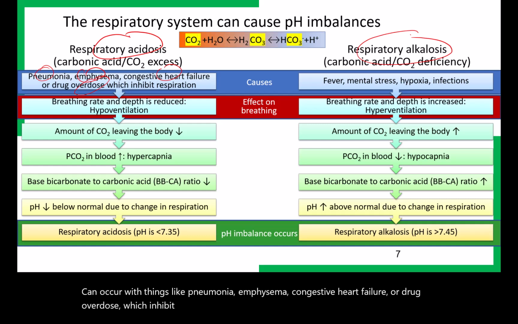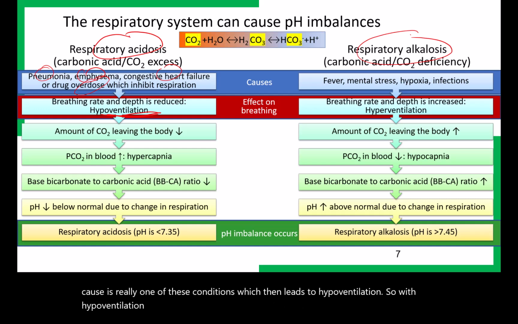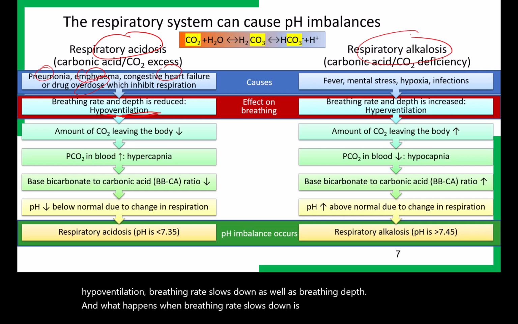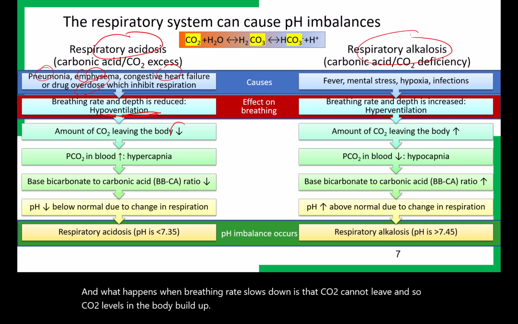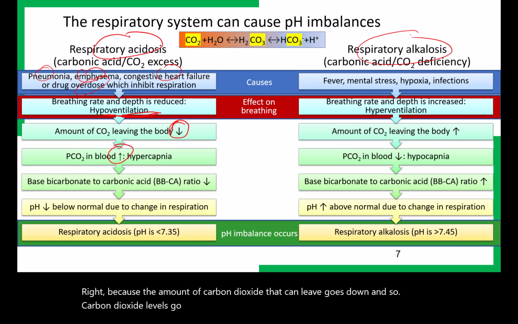respiration. So what happens with respiratory acidosis is that the cause is really one of these conditions, which then leads to hypoventilation. So with hypoventilation, breathing rate slows down as well as breathing depth. And what happens when breathing rate slows down is that CO2 cannot leave. And so CO2 levels in the body build up, right? Because the amount of carbon dioxide that can leave goes down. And so carbon dioxide levels go up, and it results in hypercapnia.